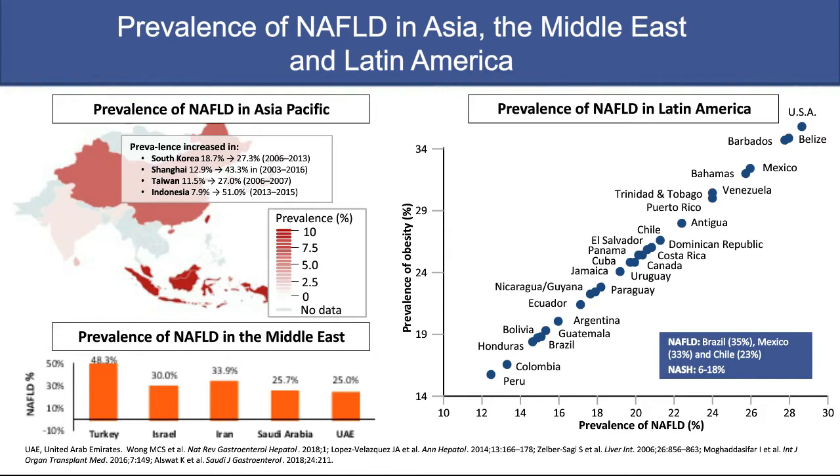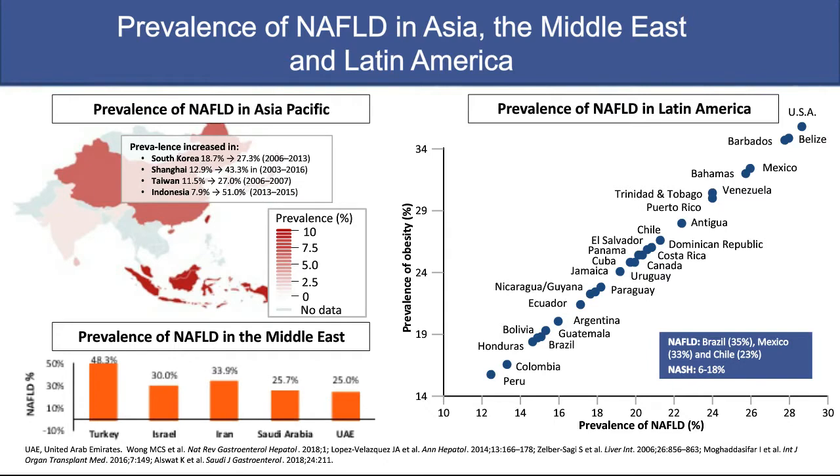The prevalence of NASH in the general population has not been very well studied, whether it's in Europe, North America, or the rest of the world. In Europe and North America, the prevalence is about 1.5 to 6.5%. In Latin America, the prevalence of NASH, which requires a specific diagnostic category, is about 6 to 18%.